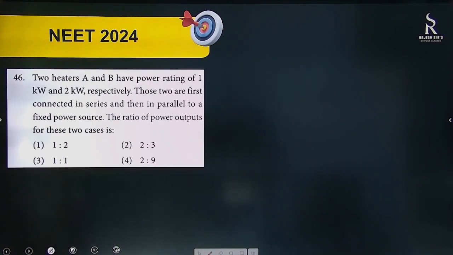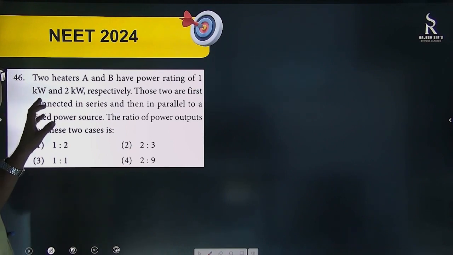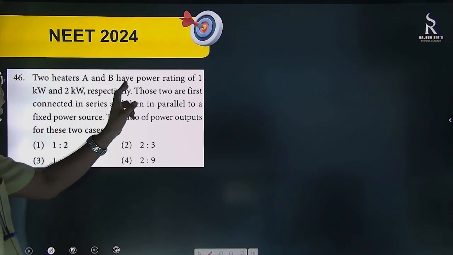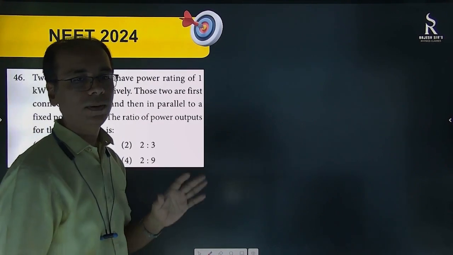Alright, let's move ahead. Two heaters A and B have power ratings of 1 kilowatt and 2 kilowatt respectively. Those two are first connected in series and then in parallel to a fixed power source. The ratio of power output for these two cases is... first connected in series, then in parallel. So first of all, what is required? Power rating. With the power rating, what do we do?